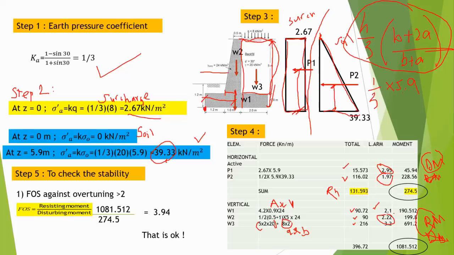And then W3. So, base ni berapa? 2. 2 bagi 2 dapat ni kan? Dapat centroid ni kan? Distance ni. Tambah dengan ke sini. Dapatlah. Ni tambah ni bagi 2, ni base ni bagi 2 dapat ni. Tambah keseluruhan semua ni lah, you can get 3.2. Okay, 3.2. So you times with the level arm and force, you can get moment. So this is a resisting moment. Okay. So this a resisting vertical. Okay, settle.